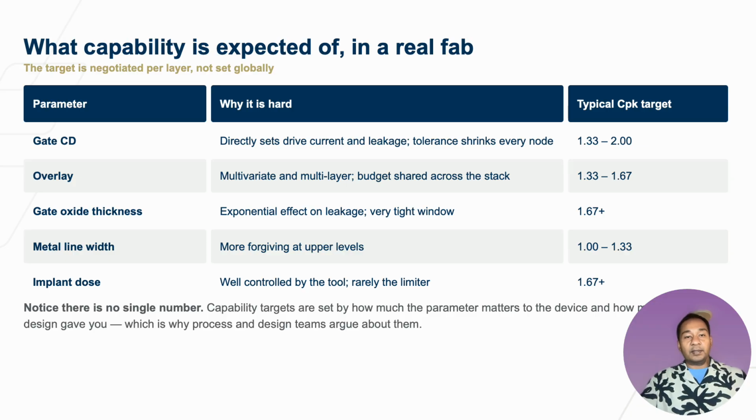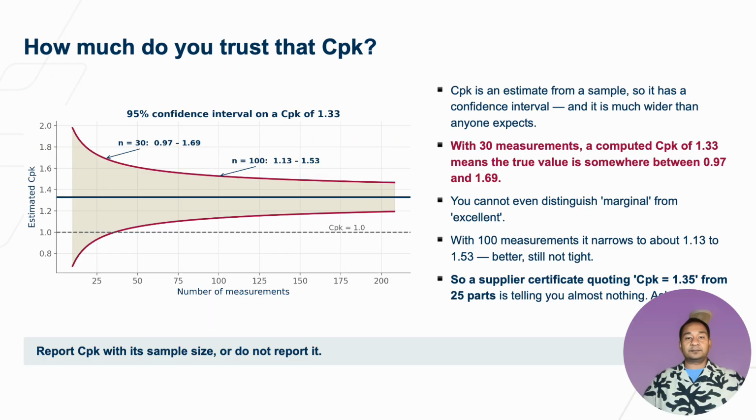Notice there is no global number. Capability targets are set by how much the parameter matters to the device and how much margin the design gave you. Which is exactly why process teams and design teams argue about them. The target is a negotiation about who absorbs the difficulty.